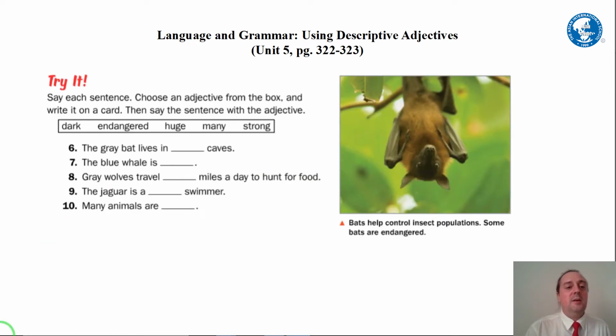Let's practice one more time. Again, here are your 5 descriptive adjectives. Put them in sentences 6, 7, 8, 9, and 10. I'll give you 2 minutes.